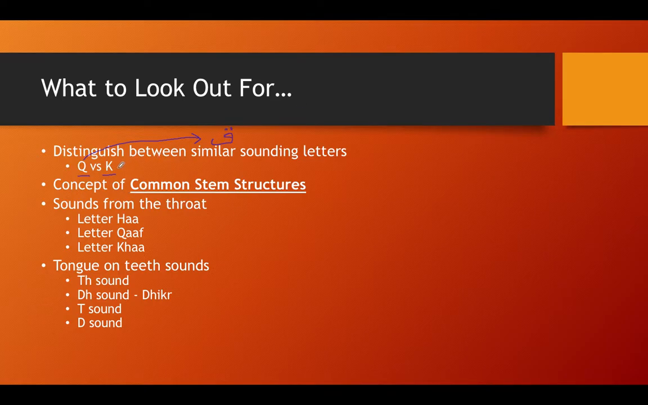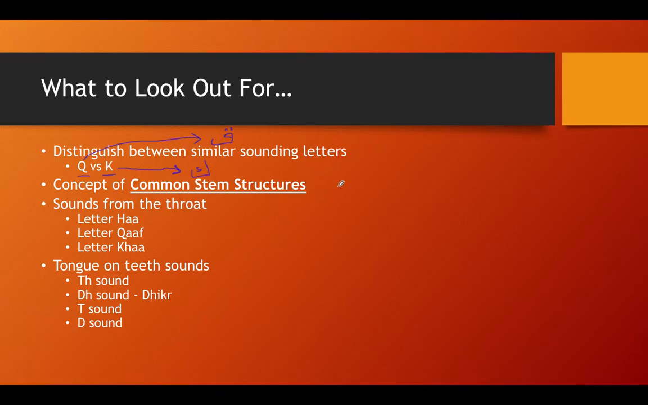And then you have the letter K. The letter K corresponds to the Arabic letter Gaf, right? So we have K and Q. Notice for the letter Qaf, I'm making a strong Q sound, okay? Now the next thing to look out for in this unit is the concept of common stem structures.